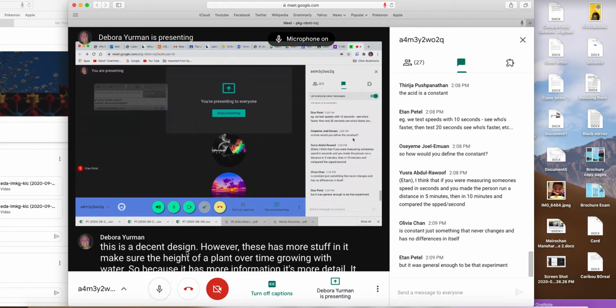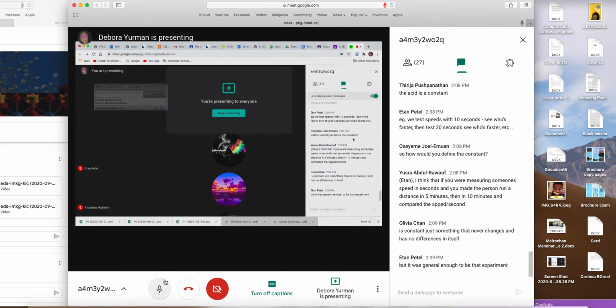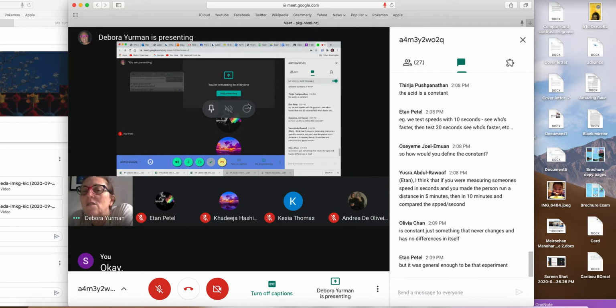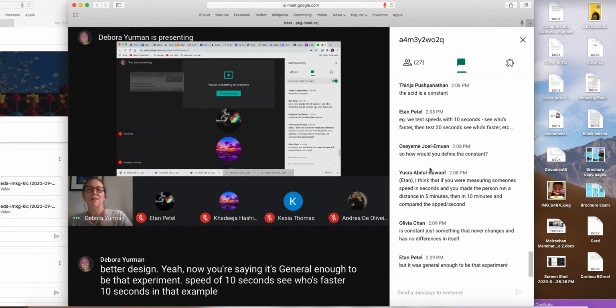Wait a minute, so it's like the more detailed one, which helps you give more information? As long as it's not incorrect information. Yeah. But if it's giving you more information, more data, then that's a better design. Now you're saying it's general enough to be that experiment: speed of 10 seconds, see who's faster, 10 seconds, see who's faster. In that example, you're doing that, so you got like, I want to see who's faster at 10 seconds, I want to see who's faster at 20 seconds.